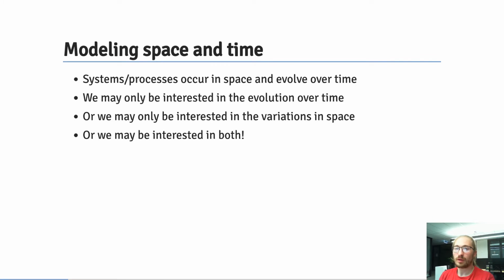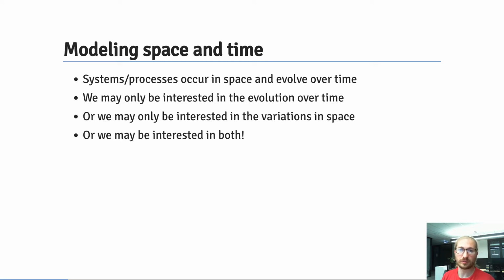So when we do simulations, there's basically two things we need to model: space and time. The system and process obviously occurs in some space. The world I live in is three-dimensional, but you could be simulating a process in who knows how many dimensions. And they usually evolve as time continues. We might be interested only in how it changes over time, or we could also be interested in how it varies in space, or potentially both.